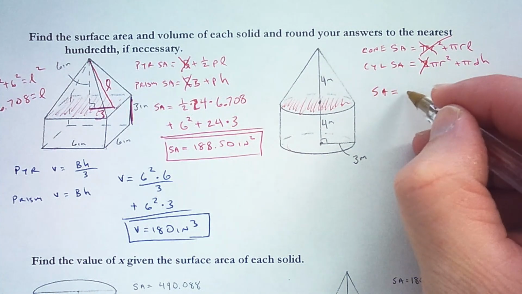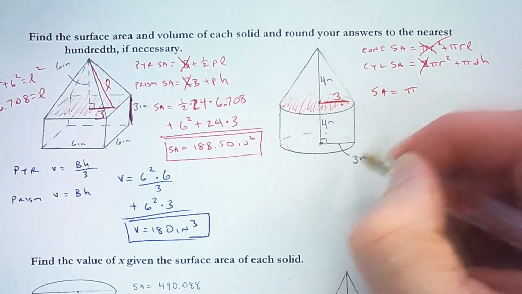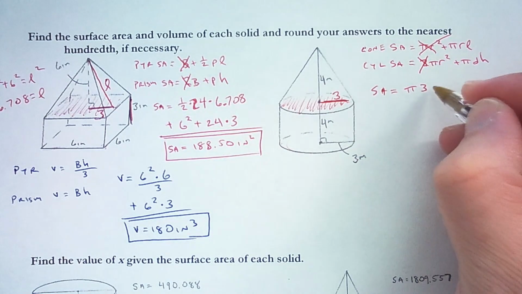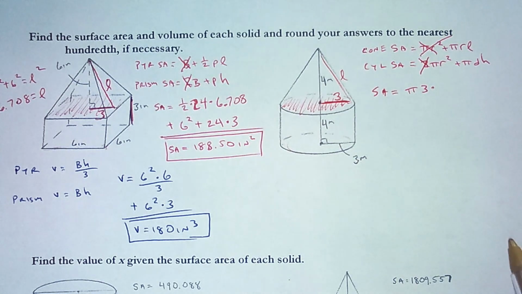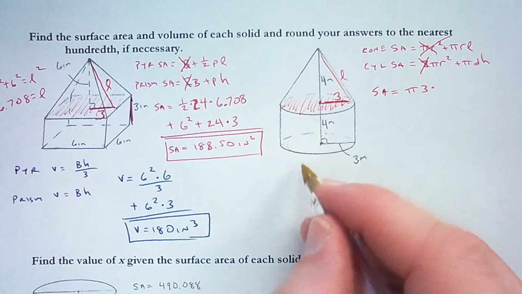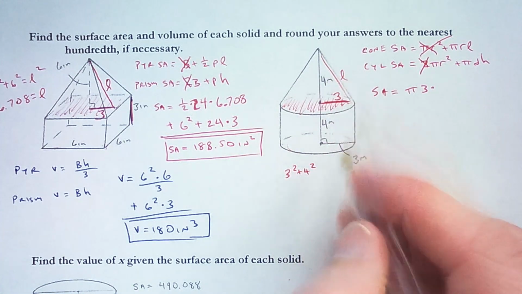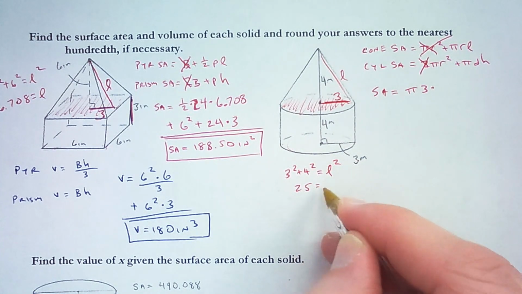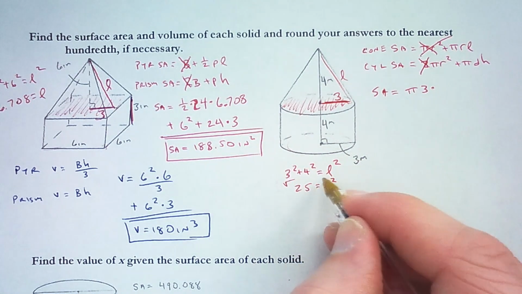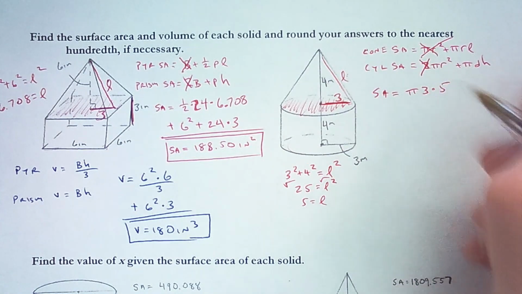So the surface area is pi rl, pi times, and the radius of that cone is 3. So pi 3 times L, the slant height, and that is right here. So we're going to use the Pythagorean Theorem. So we have 3 squared plus 4 squared, that's leg squared plus leg squared, equals the hypotenuse, which is the slant height, squared. That's 9 plus 16, or 25, equals L squared. And the square root is 5. Now you might just recognize the 3, 4, 5 right triangle. So we have a slant height of 5.